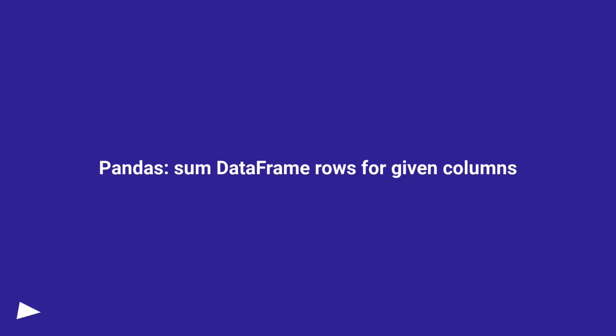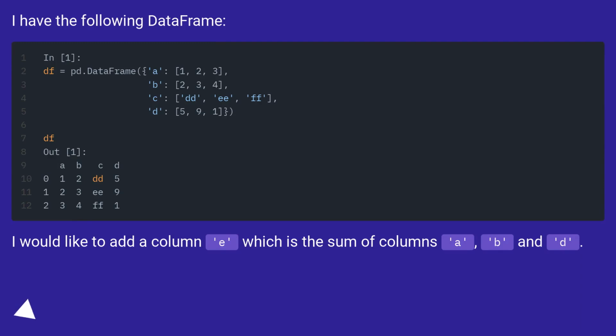Pandas, some DataFrame rows for given columns. I have the following DataFrame. I would like to add a column E, which is the sum of columns A, B, and D.